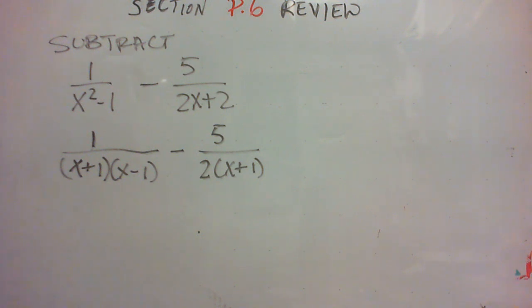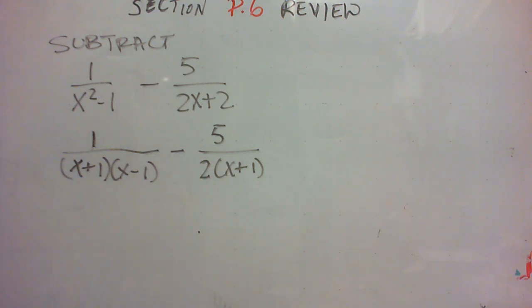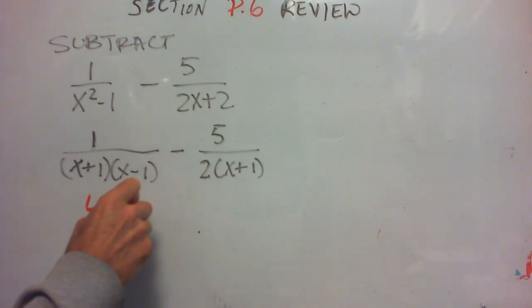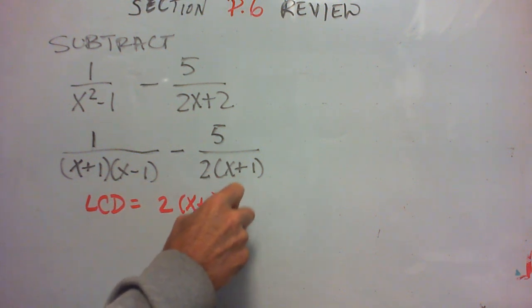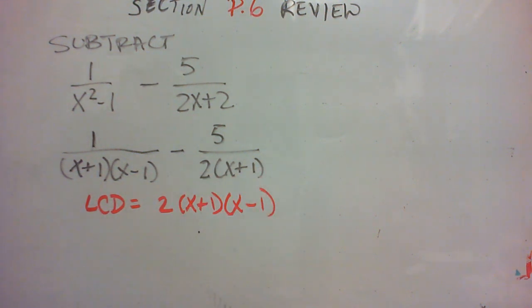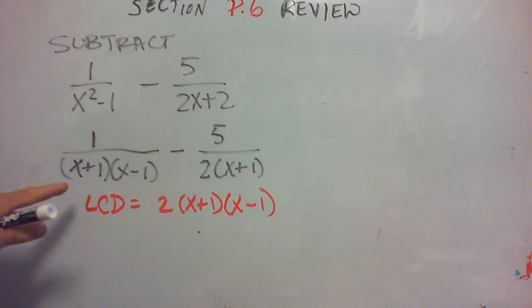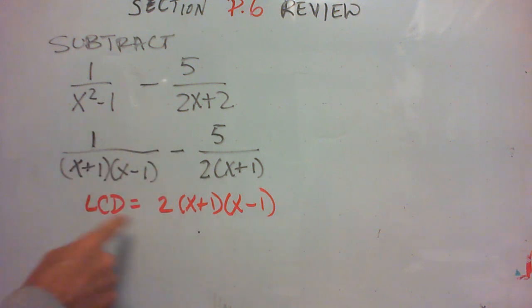So the denominators factor as x plus 1 times x minus 1, and the other one is 2 times x plus 1. So our least common denominator has to have a factor of 2, it has to have an x plus 1, and it has to have an x minus 1. Here the least common denominator is not just the product of the denominators, because we don't have to include the x plus 1 twice, just once. So there's your least common denominator. Now adjust both of those fractions so they have that denominator and combine the results, and come back and check your answer.